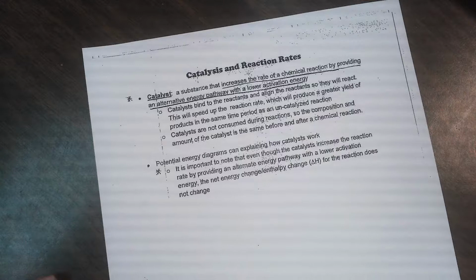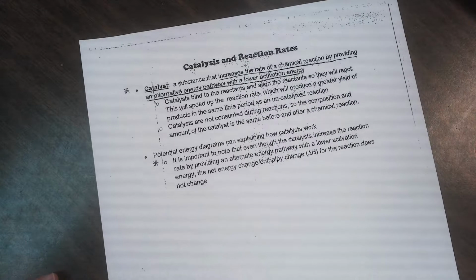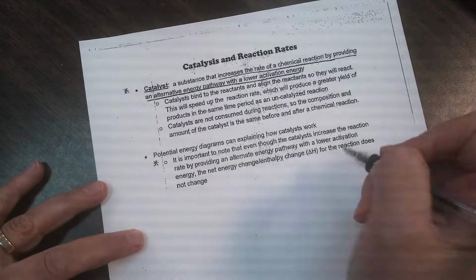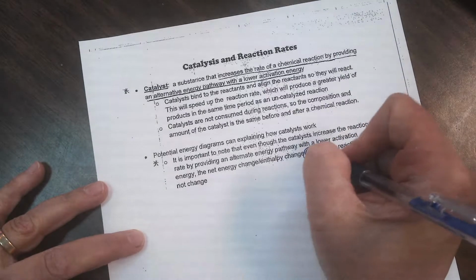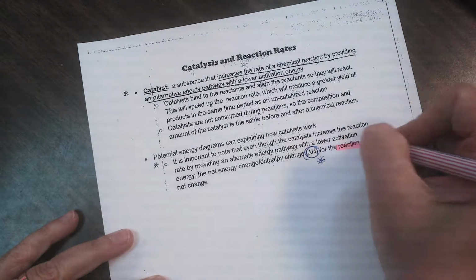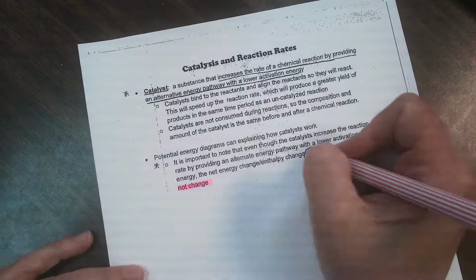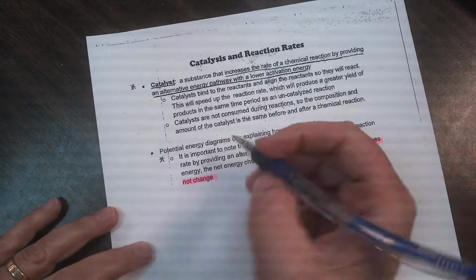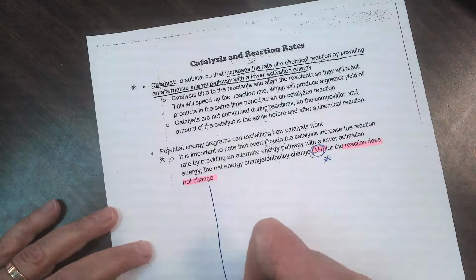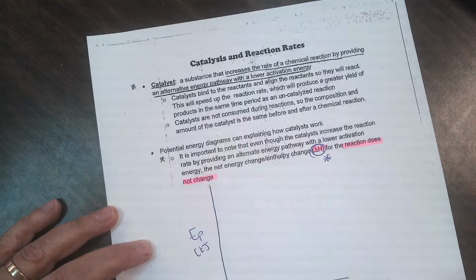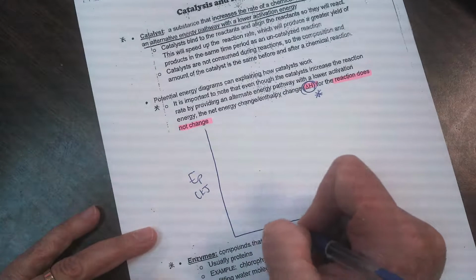So potential energy diagrams help to explain how a catalyst works. Even though the catalyst increased the reaction rate by giving it an alternative pathway, this delta H does not change. Okay? The delta H for the reaction does not change. And so this is what it would look like. This is our potential energy in kilojoules. This is our reaction coordinates.